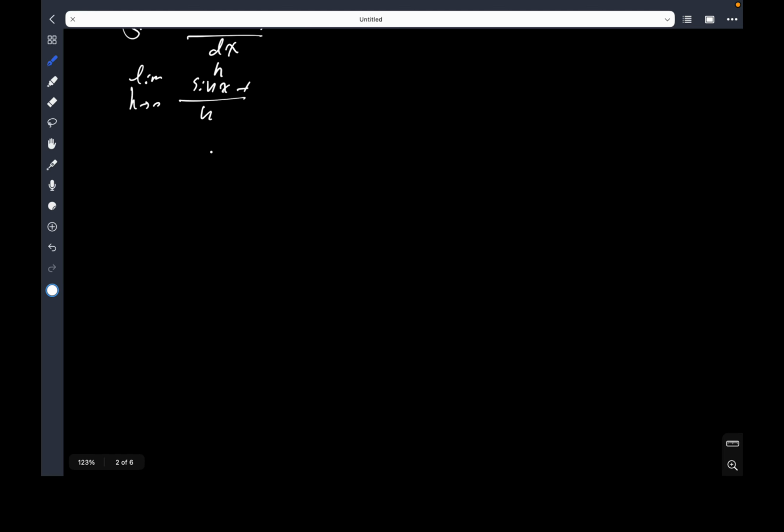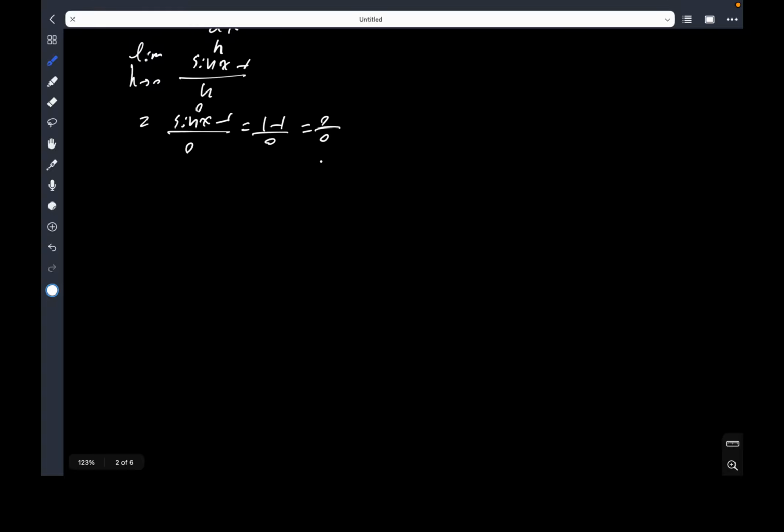What if I now plug in 0 for it? It's going to be sine x to the power of 0 minus 1 over 0, which is 1 minus 1 over 0, which is 0 over 0. Thus, we can conclude that it is in indeterminate form, and we can use L'Hopital's rule.